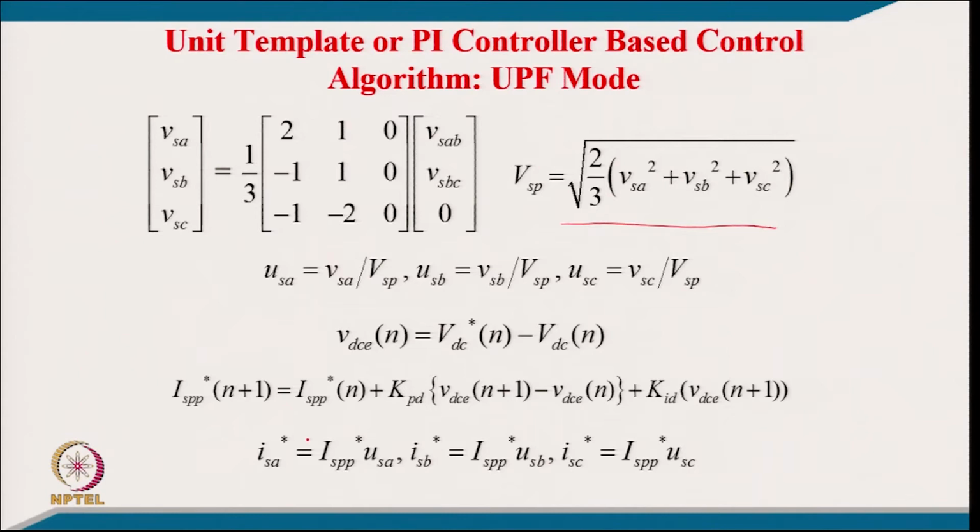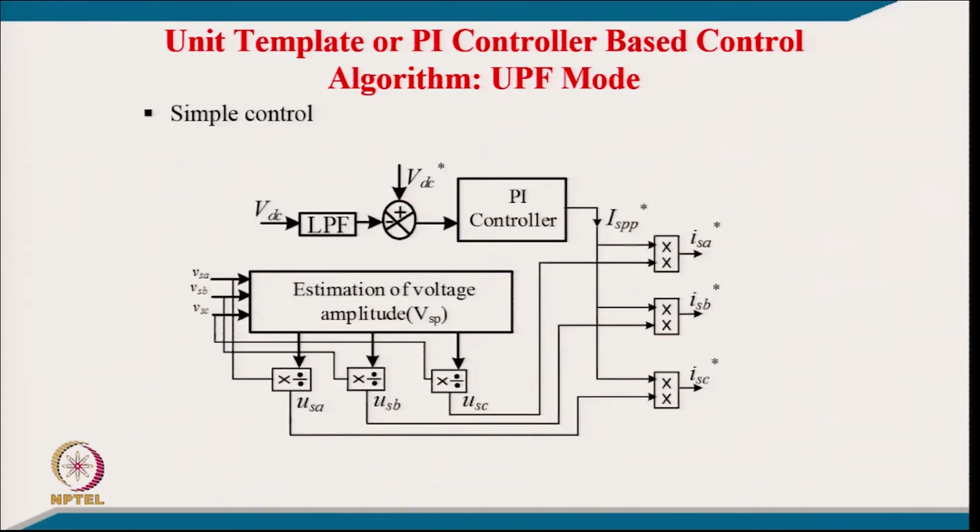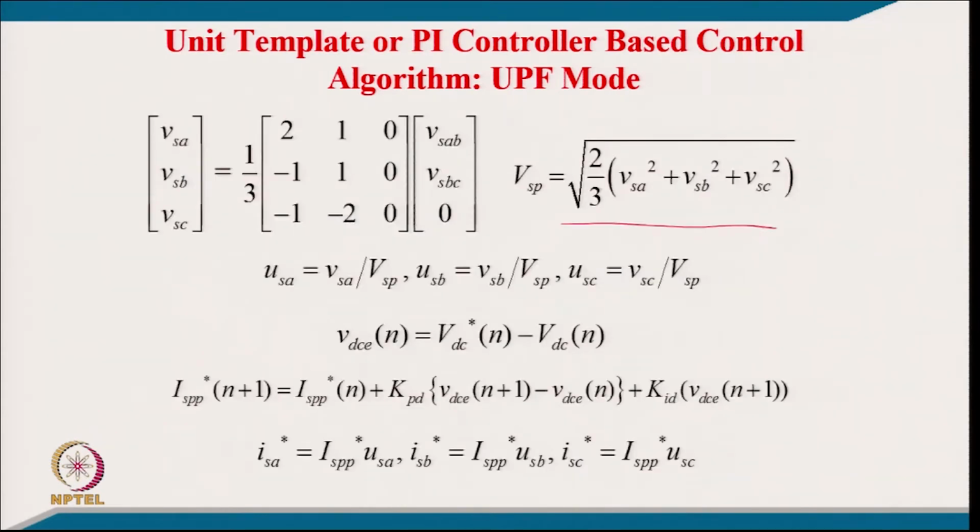I mean, that block is not shown here. These are only reference currents. We have to sense the grid current or supply current, and then we have to put a current controller. We will discuss the current controller sometime. And what is this current controller?